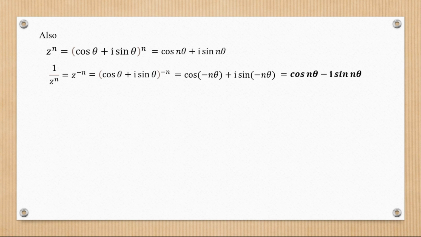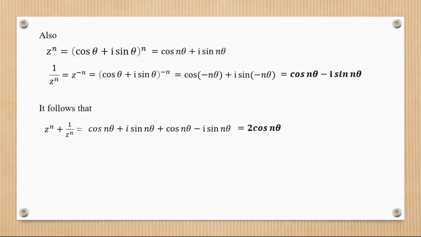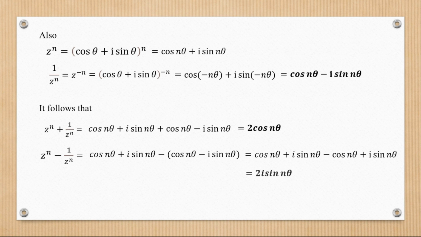We can see that the negative in front of the n where there is cos means nothing, so we change that to a plus, and then the negative where there is a sine, we bring that negative outside, and it affects the plus sign in the middle, so we're left with negative i sine n theta. So now we can see that generally z power n plus 1 over z power n is equal to that, and then this means that it's also equal to 2 cos n theta. Then z power n minus 1 over z power n is equal to that, which eventually will be equal to 2i sine n theta.